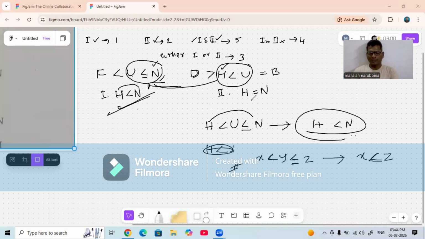Next, second one, H is equal to N. Between H and N, we don't have an equal symbol. H is equal to N, not this equal symbol, right? Only equal symbol we have to get. We are not getting H is equal to N. So second conclusion is wrong. Only conclusion 1 valid. So only one conclusion valid. So answer is 1. So answer to this question is 1.